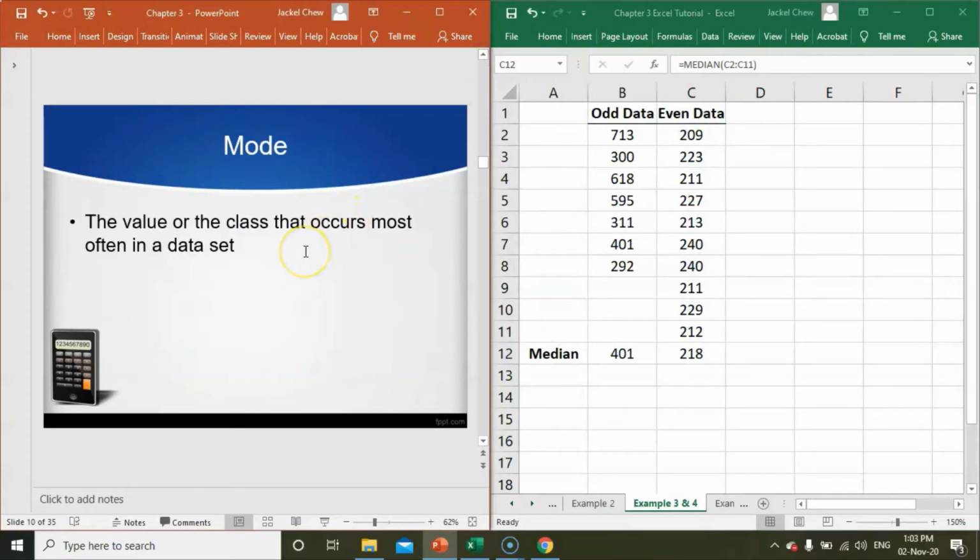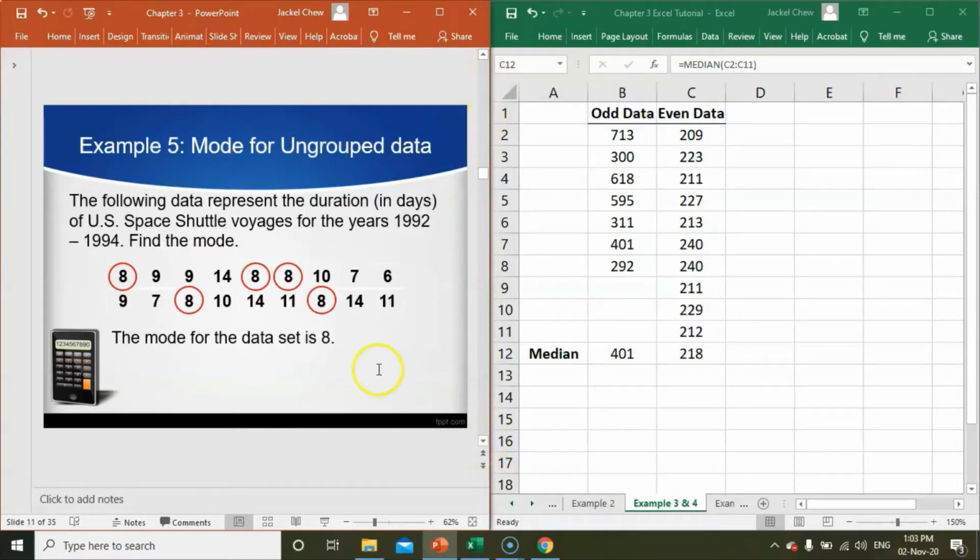Mode means the value or the class that occurs most often in the data set. Let us see this example. To find the mode for ungrouped data, basically we need to find out which data occurs with the highest frequency. To find the mode manually, we can use the tally method. For this video, I will show you how to use Microsoft Excel to find the mode.